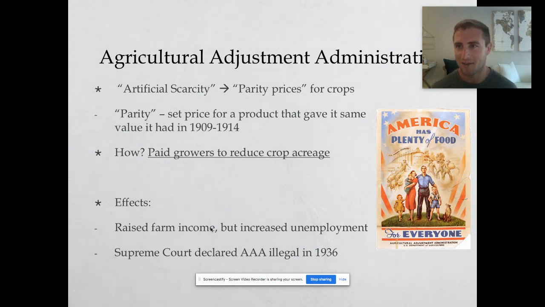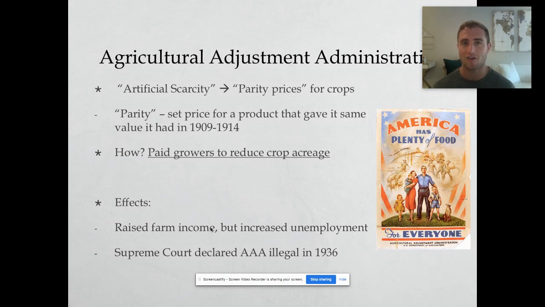Okay, the AAA, the Agricultural Adjustment Administration. This is another one that's eventually found to be unconstitutional because, once again, it is too much federal control over the economy. So we have farmers suffering. We have farmers that are overproducing and therefore are losing their farms. They're incredibly poor. And the biggest problem is just overproduction. We have too many crops, and therefore the price has dropped.